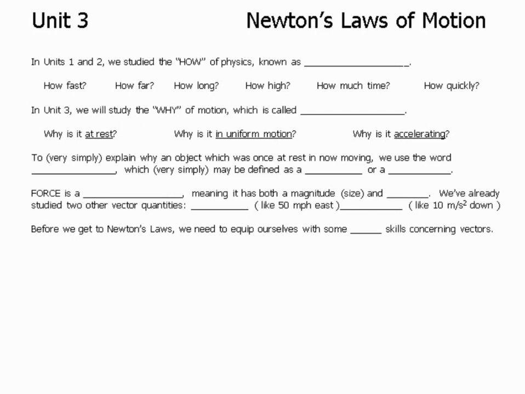This is the first video for Unit 3. In Unit 3, we are talking about Newton's laws of motion. In Units 1 and 2, we studied the how of physics. This is known as kinematics. So this would involve things like how fast, how far, how long, how high, how much time, how quickly. In Unit 3, we start studying the why of motion, which is called dynamics.